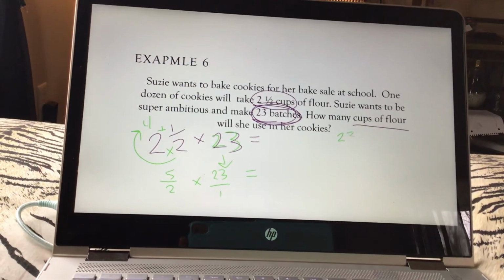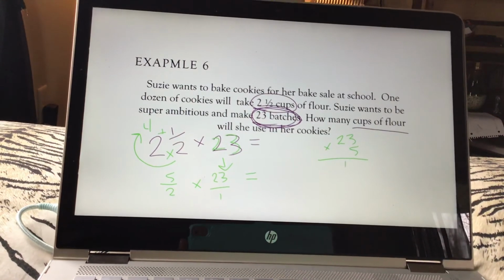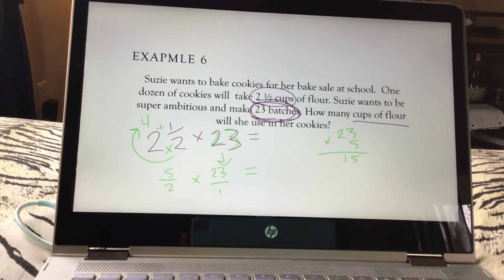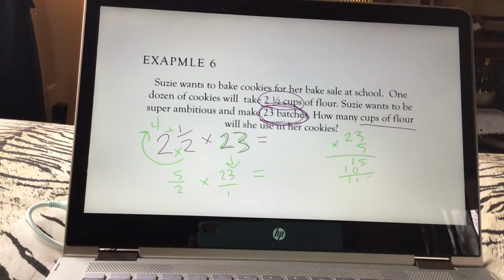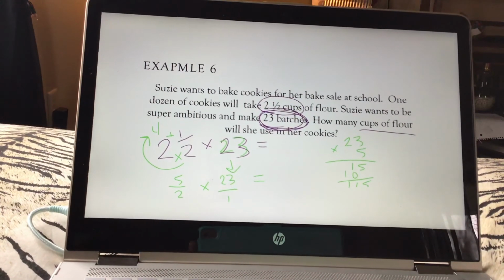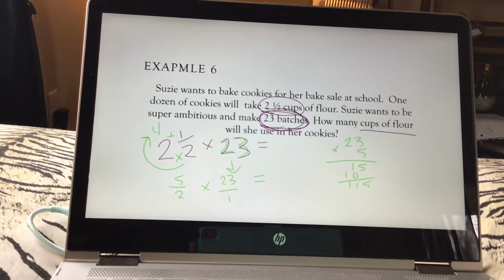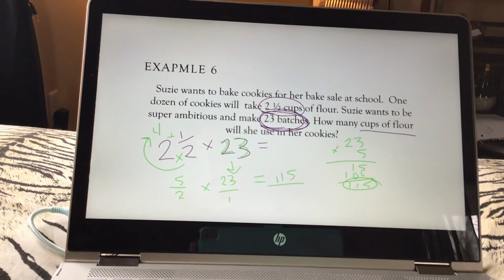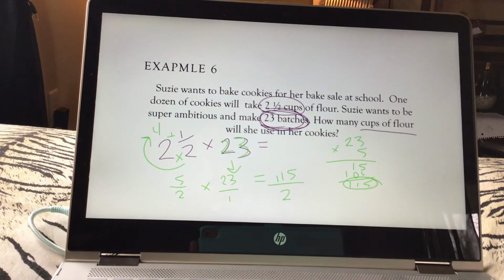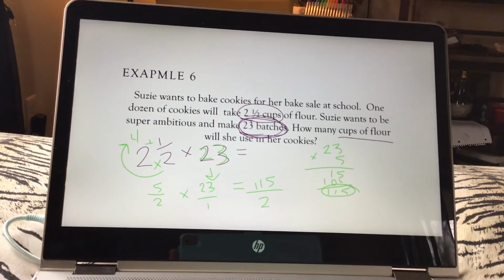Okay, let's do 23 times 5. You can use your calculator. You can show your work. 5 times 3 is 15. 2 times 5 is 10. Should get 115. Let's check my work to make sure that I did that right. Alright, 115. Let's put that as our numerator. Denominator is 2.